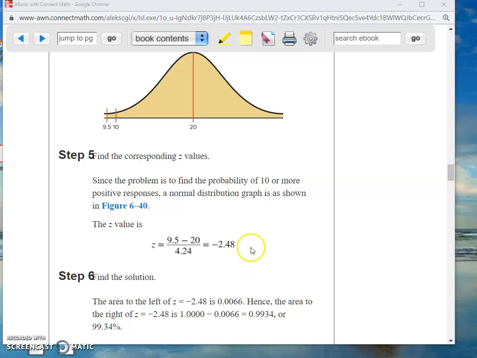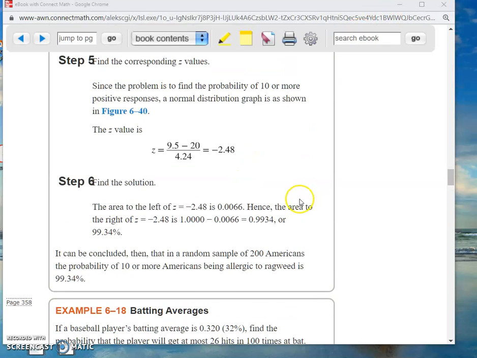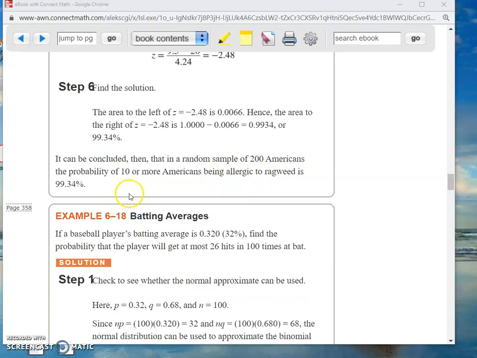So there it is, negative 2.48. The area to the left of negative 2.48 using the table is this. The area to the right is going to be 1.00 take away that, so it's 0.9934 or 99.34%. So our conclusion is, you pick 200 people at random, and the probability of 10 or more of them being allergic is 99.34%.